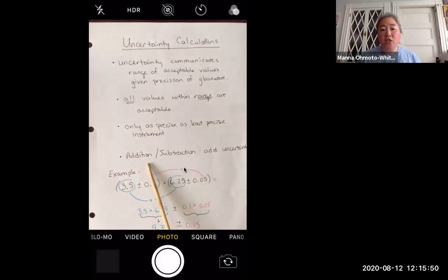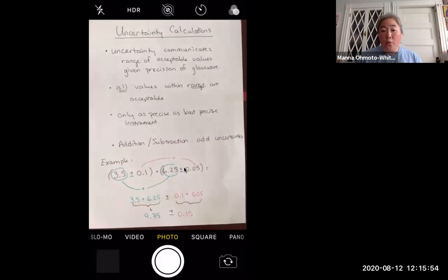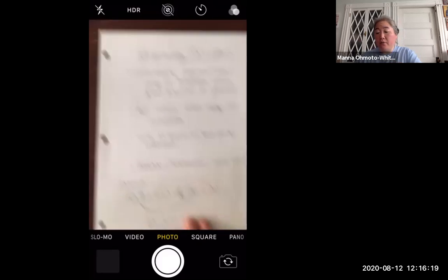If it's just addition and subtraction, you simply add the uncertainties, whether you were adding or subtracting. For example, 3.5 plus or minus 0.1 plus the value 6.25 plus or minus 0.05. I simply add 3.5 plus 6.25, bring down the plus or minus, and then add my uncertainties, 0.1 plus 0.05. So my final value is 9.75 plus or minus 0.15.